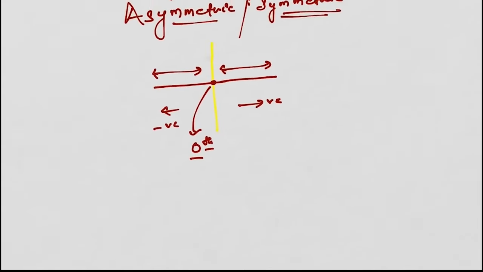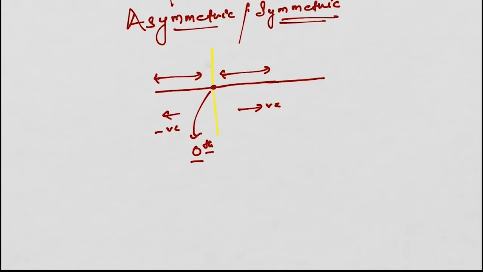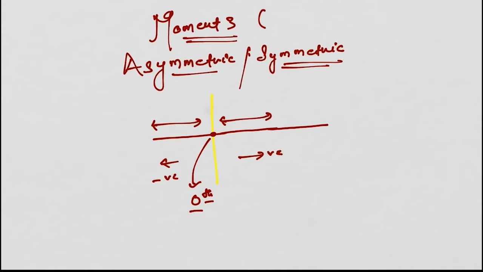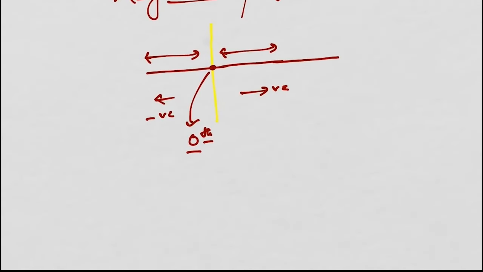But what if I stretch the data in the right direction? So it is asymmetric data. Now, if I ask whether it is right skewed data or left skewed data, skewness is about asymmetricity. Skewness is a measure of asymmetricity. Moment 3 is about asymmetric and symmetric data, and the measure is skewness. So is this a right skewed data or a left skewed data? This is a right skewed data, because you have stretched the data in the right direction.